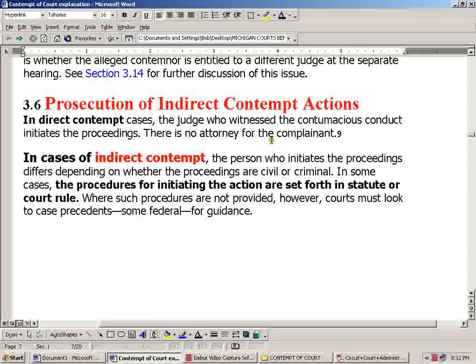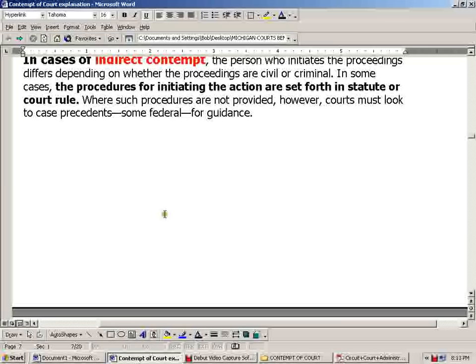There is no attorney for the complainant. In cases of indirect contempt, the person who initiates the proceedings differs depending on whether the proceedings are civil or criminal. In some cases, the procedures for initiating the action are set forth in statutes or court rules. When such procedures are not provided, however, courts must look to case precedent, some federal, for guidance.